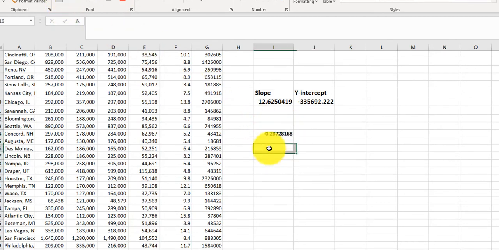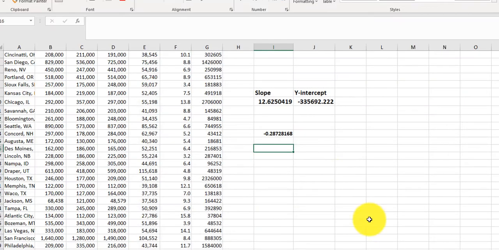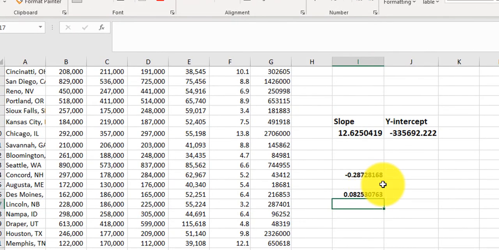We need r squared, right? According to the problem, we want r squared. So to get r squared, we can just multiply this number by itself, right? So if I were to say equals this value times this value again, press enter, right? If I were to multiply negative 0.28728168 times itself, this is what we would get.